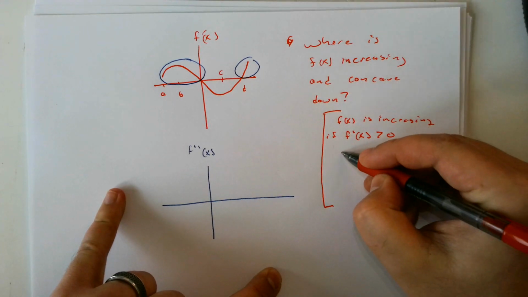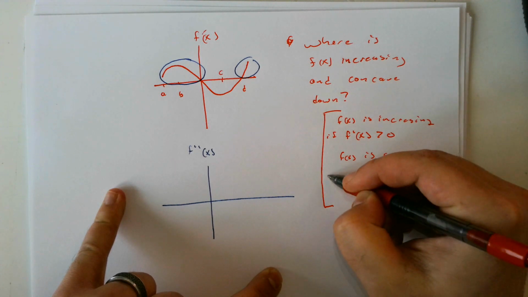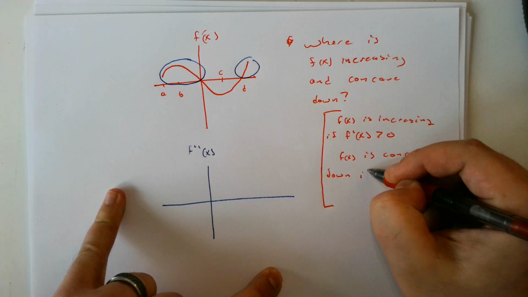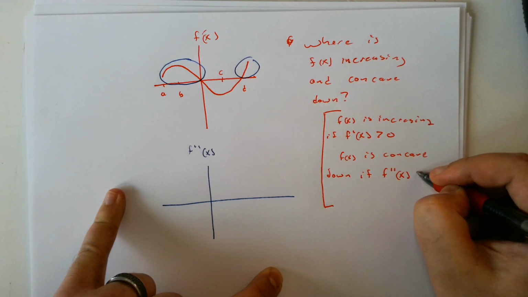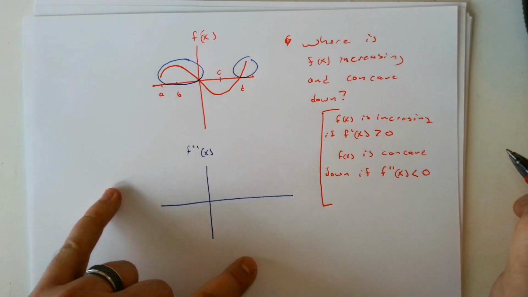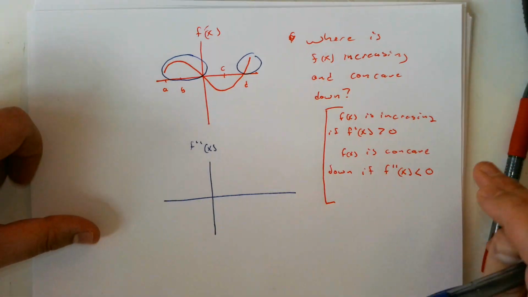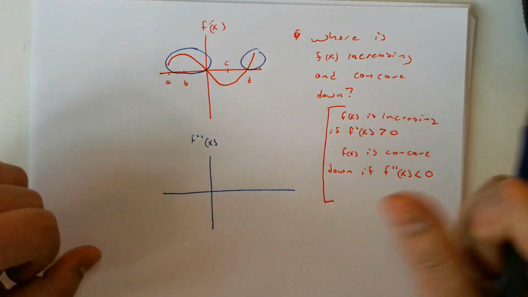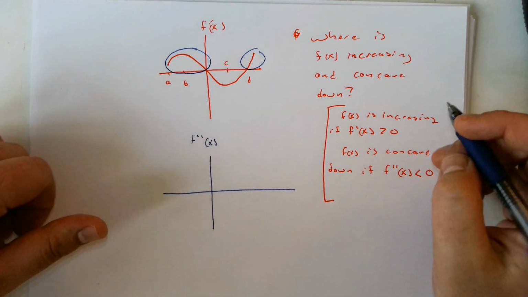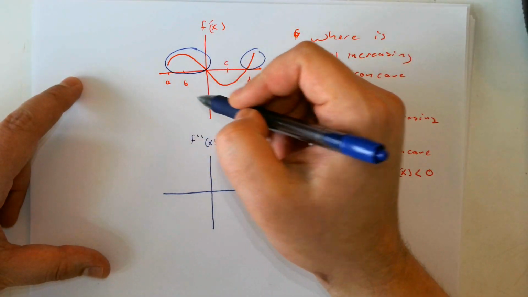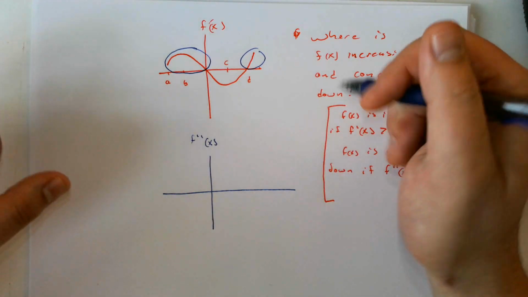And f of x is concave down if f double prime of x is less than 0. Ooh, spooky. All right, I started to do this problem a little bit earlier before I started to record. Let's just look at this f of x. I've got a, b, c, and d all labeled. Here I see f of x, and let's just treat this as I have a function. I'm going to graph that function's derivative.